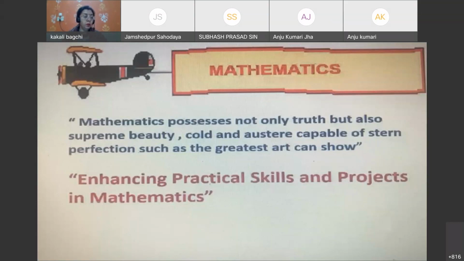Good afternoon, all esteemed teachers present here and organizers. Our today's topic is enhancing practical skills and projects in mathematics.